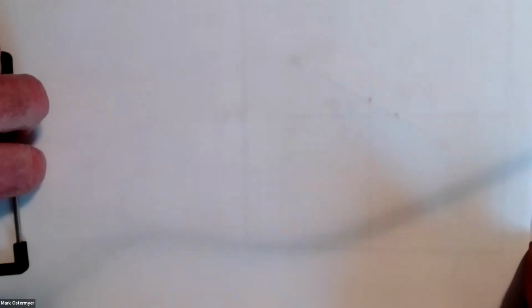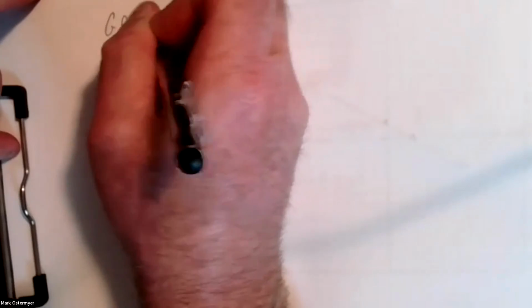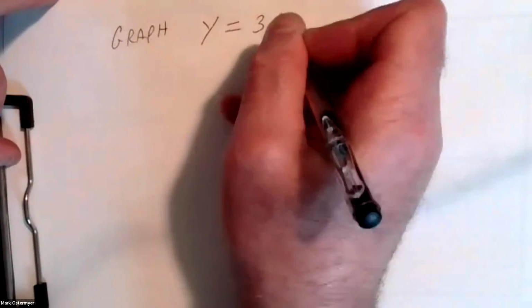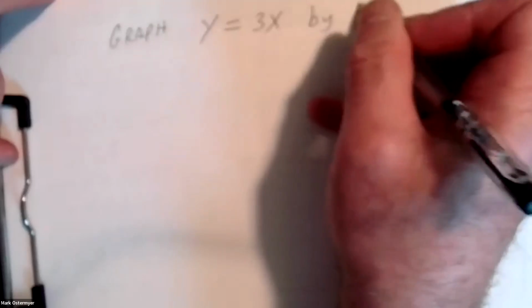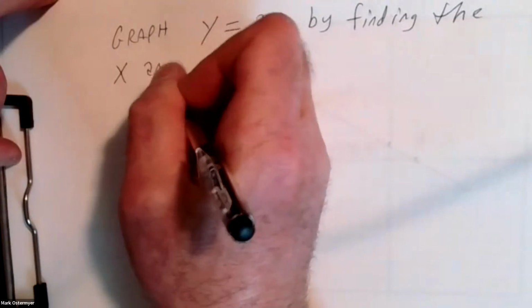All right, let's try this one here. This one's going to be a little interesting. Let's try to graph the equation y = 3x by finding the x and y intercepts.